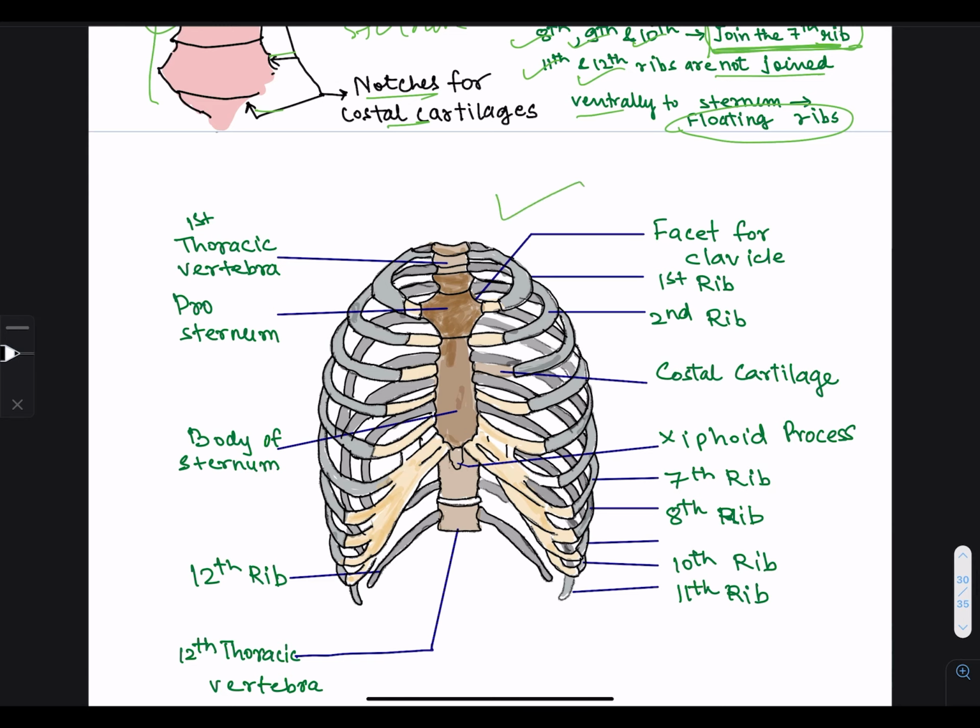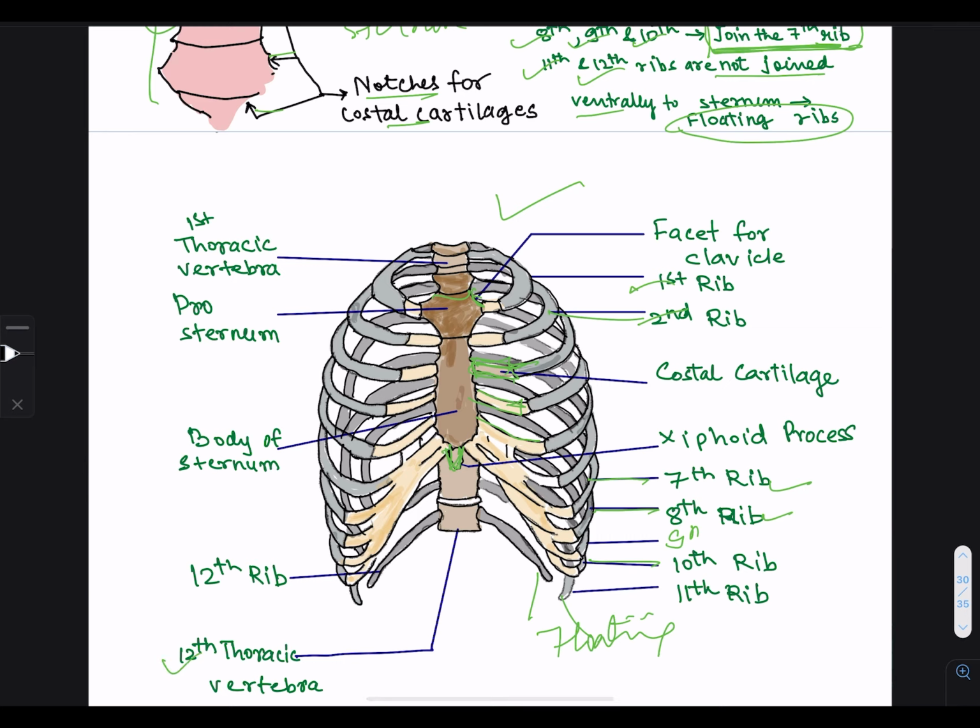This is the diagram showing the rib cage. This is the facet for clavicle in the upper part of sternum. First rib, second rib, like this. These are the costal cartilages. The rib is attached to the sternum by means of costal cartilages. These all are costal cartilages. This is the xiphoid process, which is a part of the sternum. This is 7th rib, this is 8th rib, this is 9th and 10th rib, and 11th and 12th ribs, they are floating.